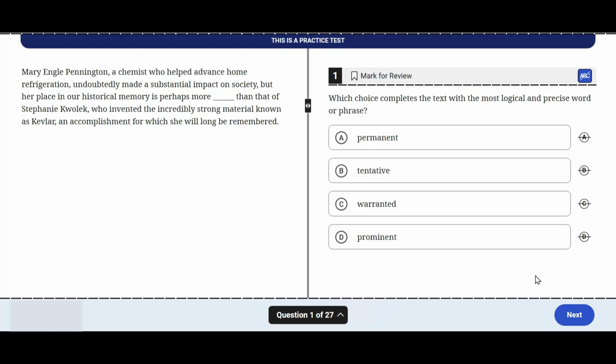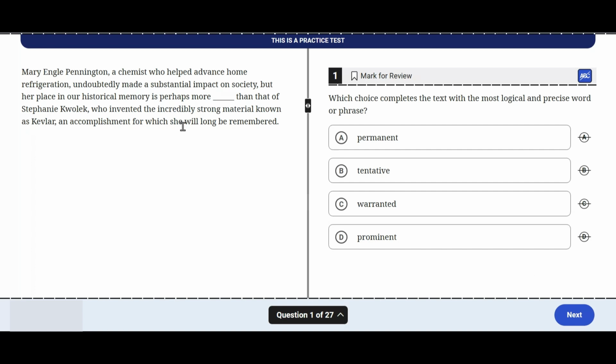Mary Engel Pennington, a chemist who helped advance home refrigeration, undoubtedly made a substantial impact on society, but her place in our historical memory is perhaps more blank than that of Stephanie Kwolek, who invented the incredibly strong material known as Kevlar, an accomplishment for which she will long be remembered.